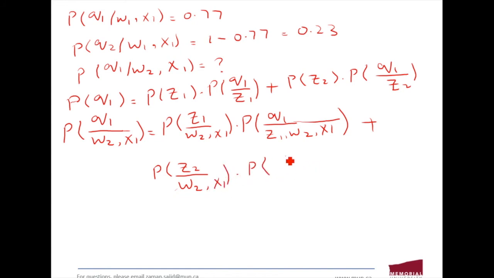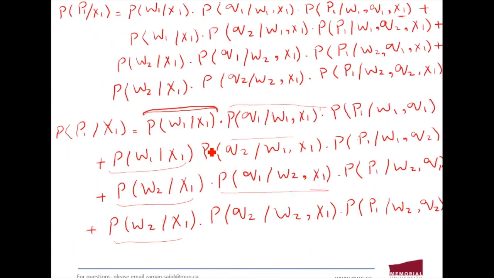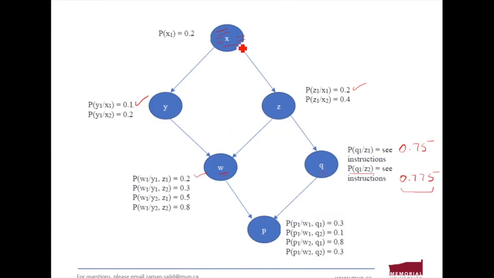So the last term should be probability of Q1, given that Z2 and W2 and X1. Now the next step is the same. I will apply the Markovian condition here. So that will be equals to, let's go back to the network and see what are the parents of Z here. The Z has a parent of X only. This means I can ignore my W.